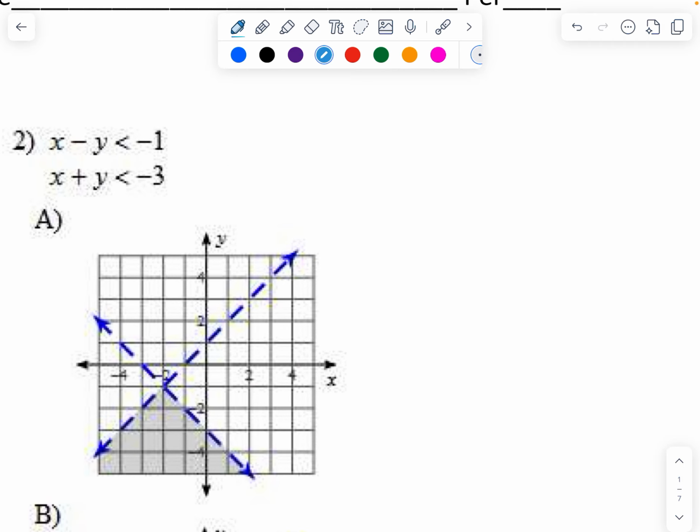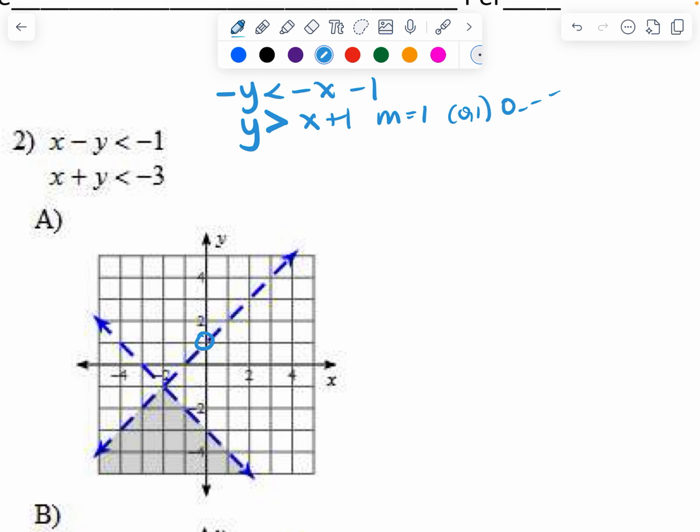Let's come over to this one. Now I have to get it in the y equals mx plus b form. So if I subtract x from both sides, then divide by -1, that'll change the direction of the inequality and get x plus 1. So my slope on this is 1, my y-intercept on this is 1. It is an open dot or dashed line. Okay, so if I go here, y-intercept of 1 right there, and a slope of 1, that is correct.